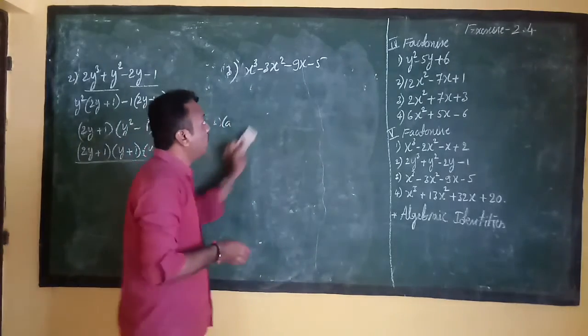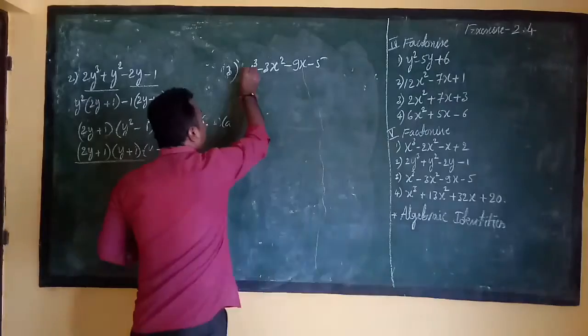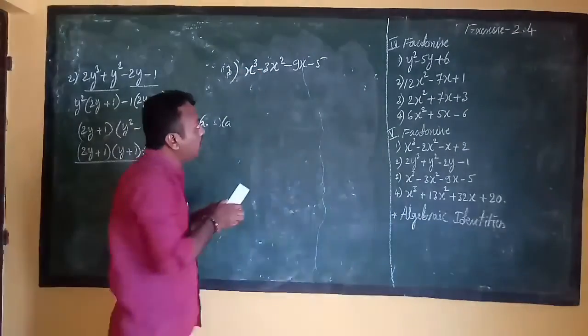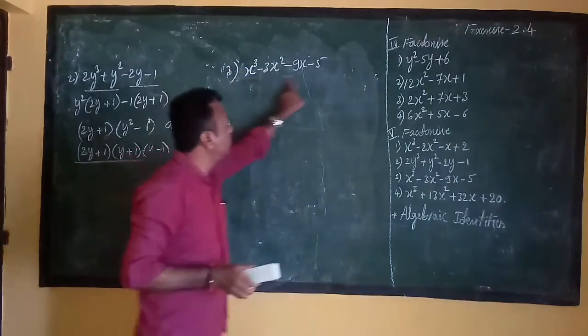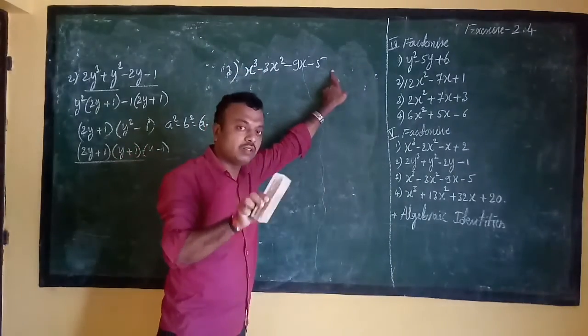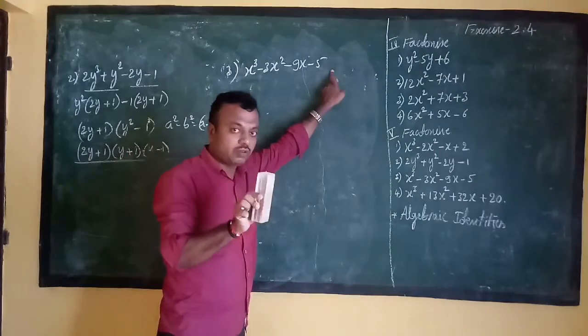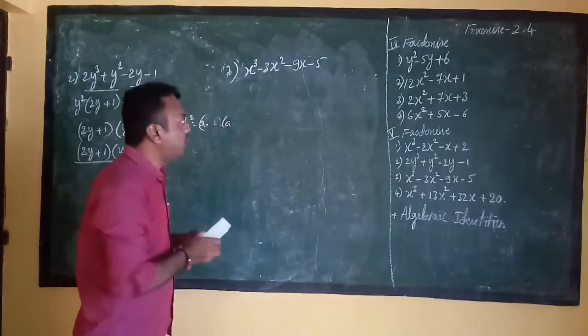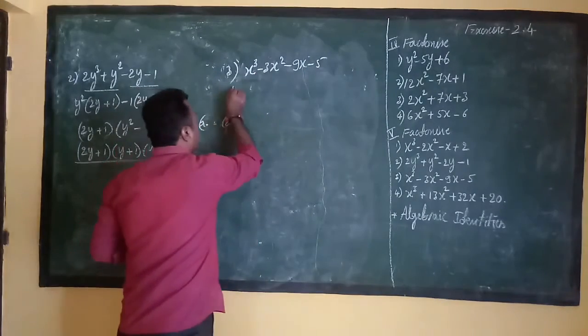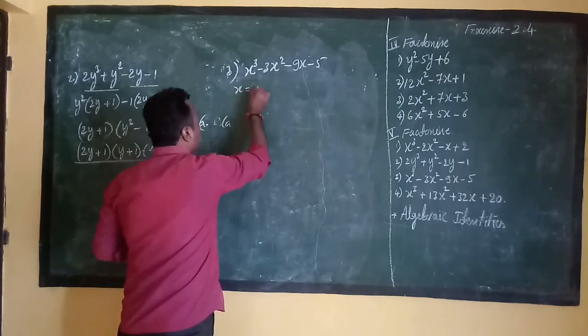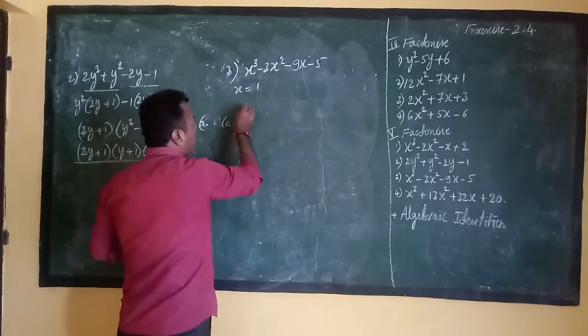How do we solve by the inspection method? That means we have to substitute any one value so that this polynomial becomes 0. If it becomes 0, then we have to find the factors. So let us check it. Let us put x equal to 1. I am substituting 1 here.